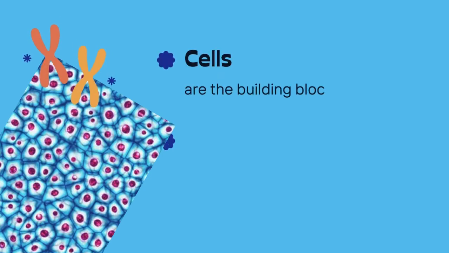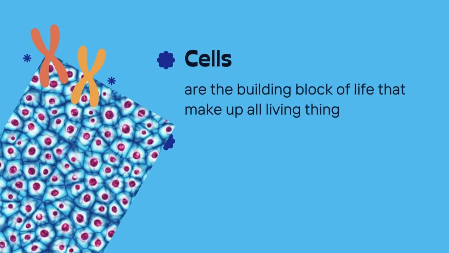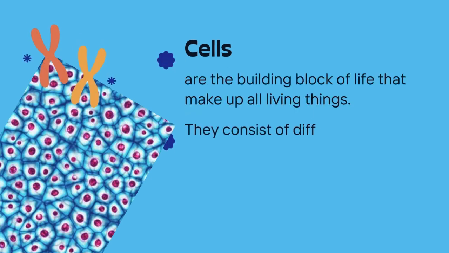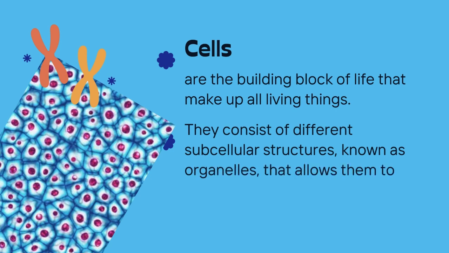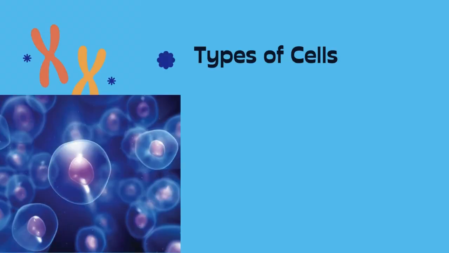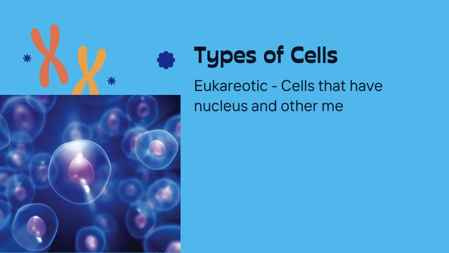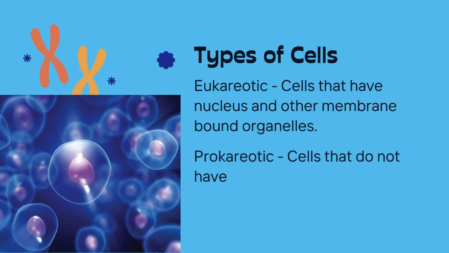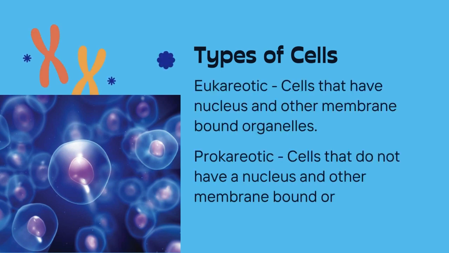Cells are the building blocks of life that make up all living things. They consist of different subcellular structures known as organelles that allow them to carry out different functions for the body. Cells are one of two types. Eukaryotic cells have a nucleus and other membrane-bound organelles. Prokaryotic cells do not have a nucleus and other membrane-bound organelles.